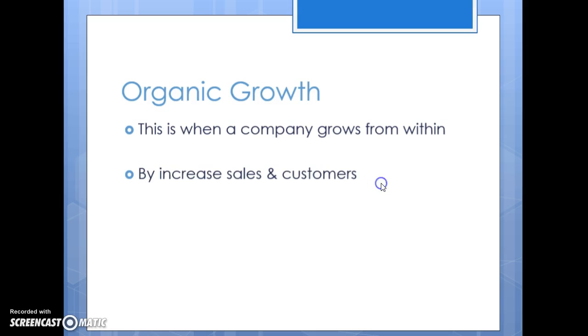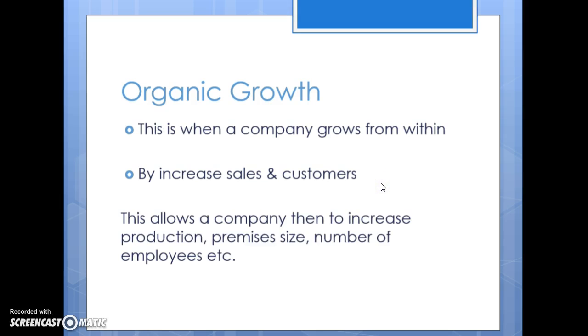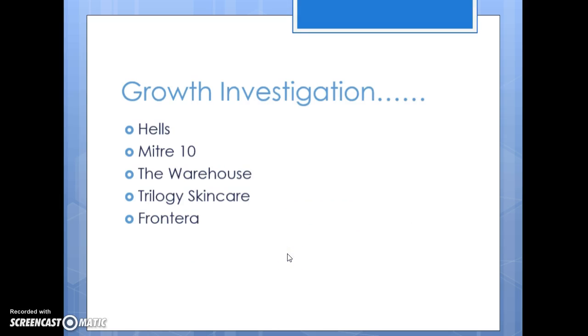The last one, organic growth, very simply is when a company grows from within without any sort of external obtaining of resources in any way, shape or form. So just by increasing sales, customers, getting a good reputation, etc. It's like a knock-on effect, and therefore we've got increased production, an increase in premises size, and also the number of employees. Examples of this in New Zealand: Hell's, Mitre 10, Warehouse, Trilogy Skincare, Frontera. This is something that we all looked at, but these are examples of mergers and takeovers and organic growth that have happened recently.